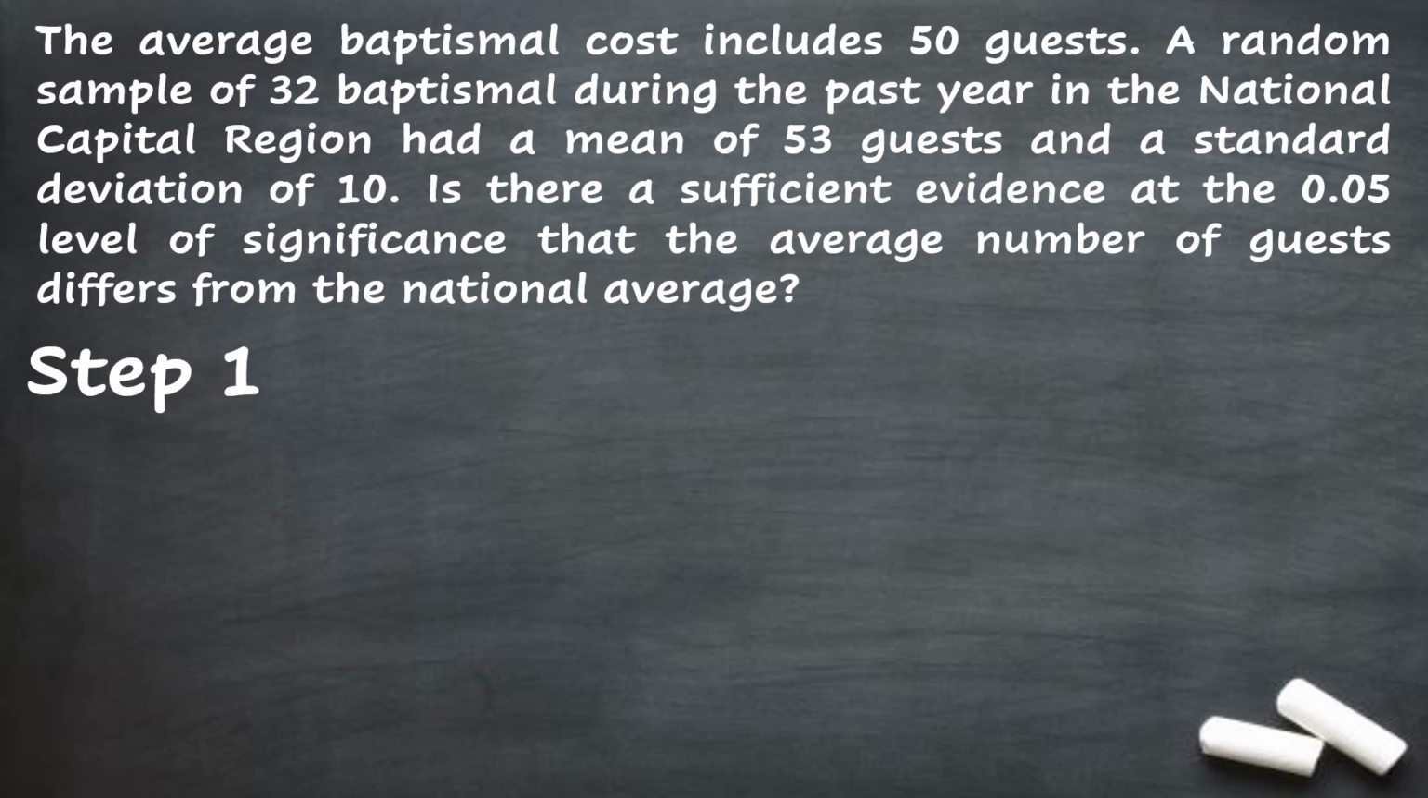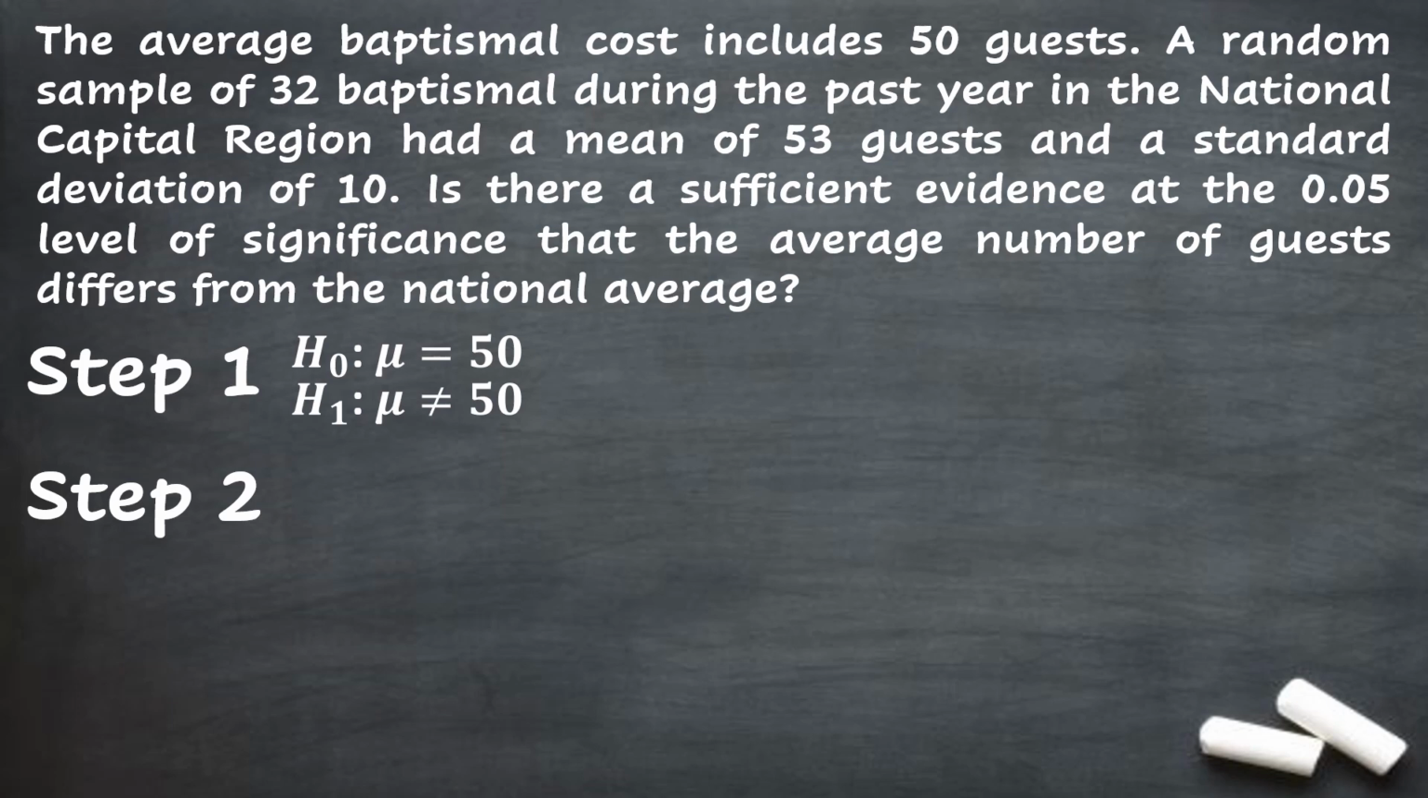From the previous lesson, we already identified the null hypothesis of this given problem as population mean is equal to 50, and the alternative hypothesis as the population mean is not equal to 50. Step 2, we now identify the level of significance and identify if this problem is under one-tailed or two-tailed test. For the level of significance, as you can see, it is directly stated in the given problem that at the 0.05 level of significance, so meaning to say the level of significance or the alpha level for this problem is 0.05.